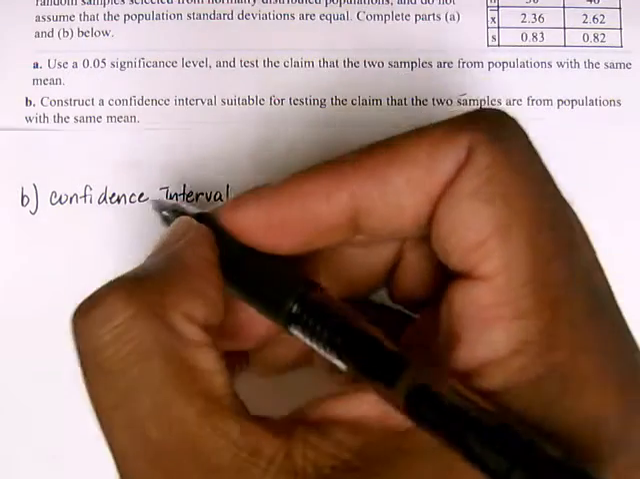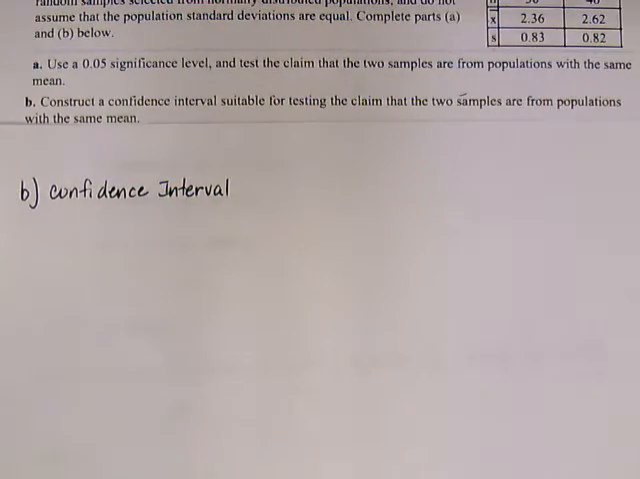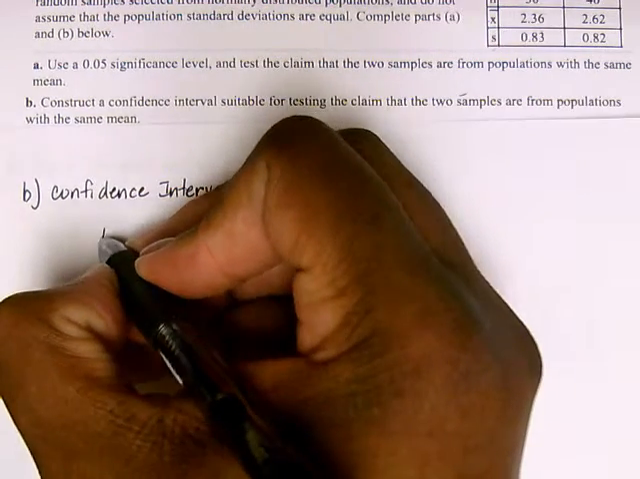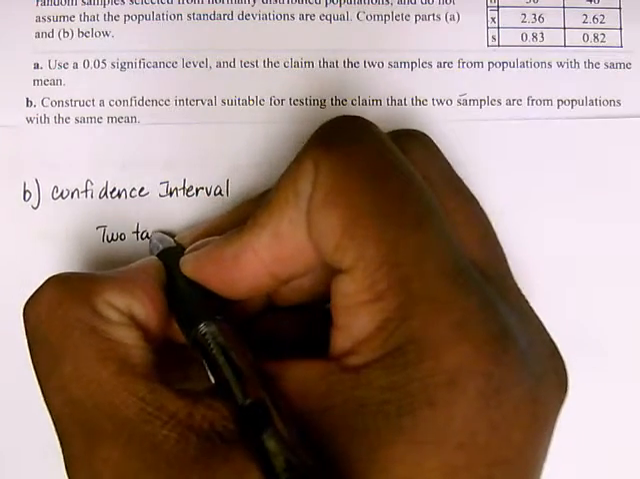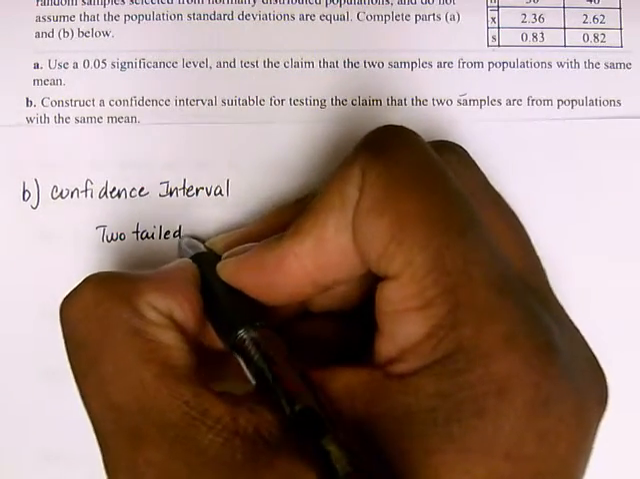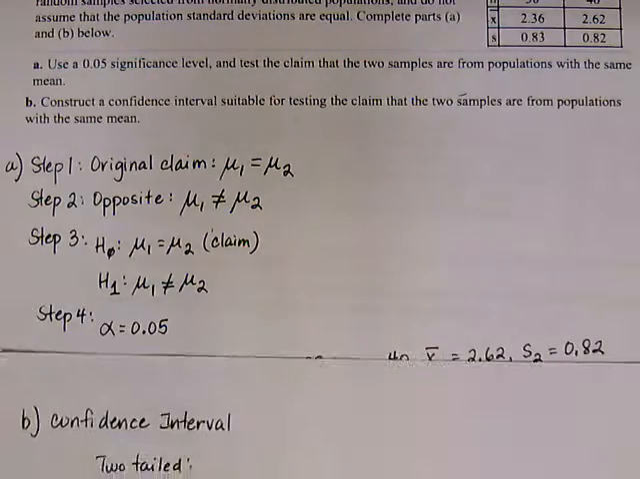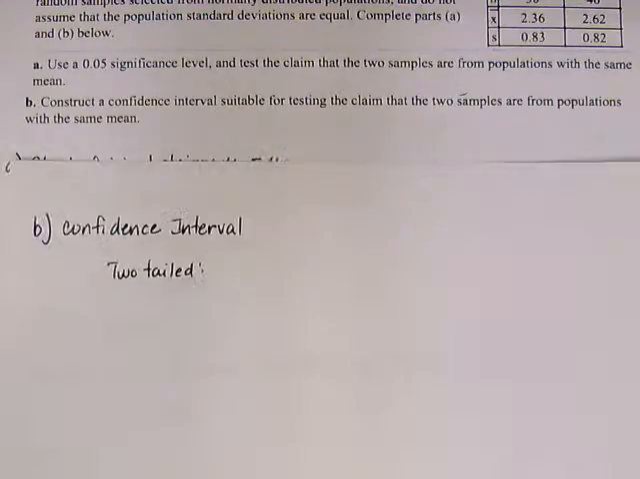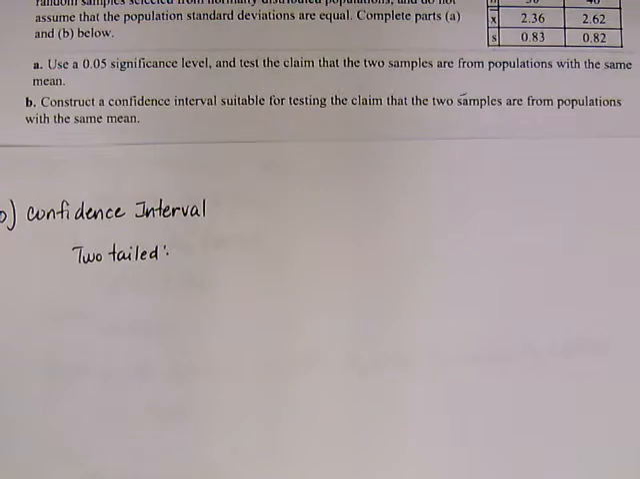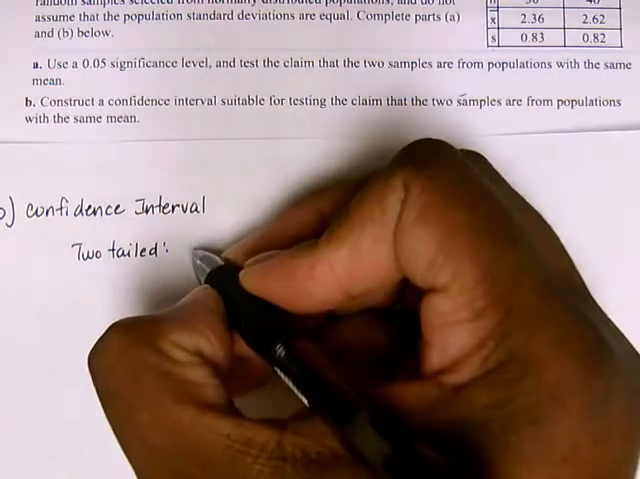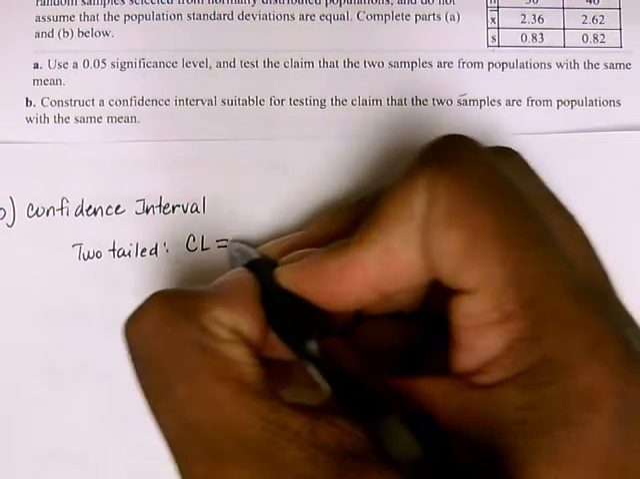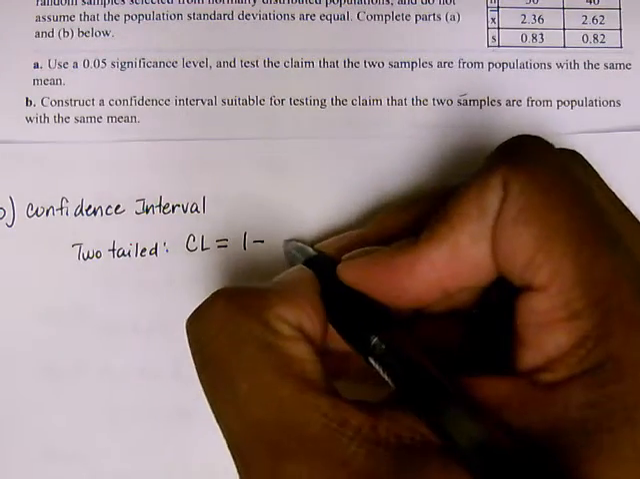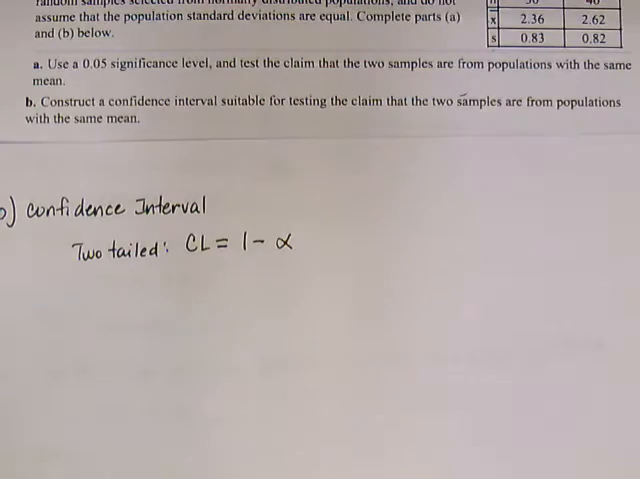Okay, now in this case here, if you recall, we have to find out what our correct confidence level is going to be. Here we have a two-tailed test. Now if you recall, the alternative hypothesis tells you what type of test you have. We have not equal to, so that tells me we have a two-tailed test. And that means the confidence level is always going to be 1 minus that level of significance.